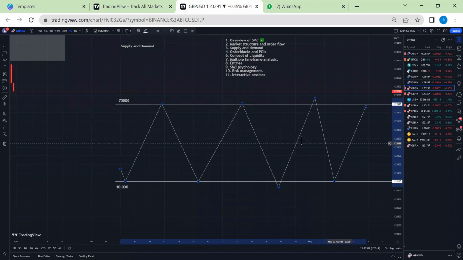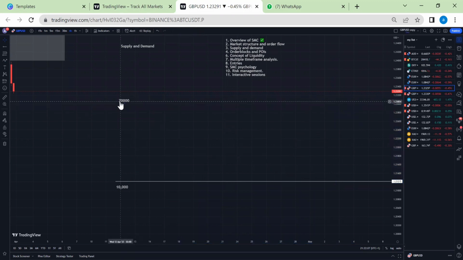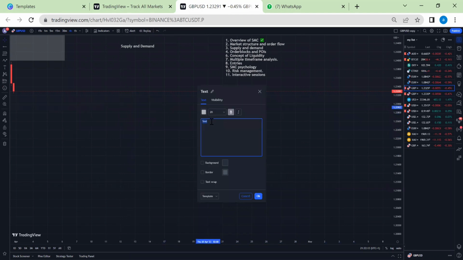So this gives us two types of market structure. We have a trending market structure and a consolidating market structure.